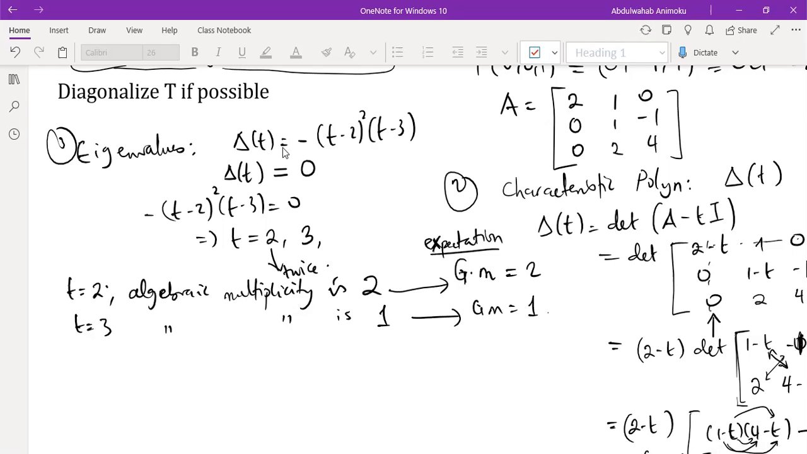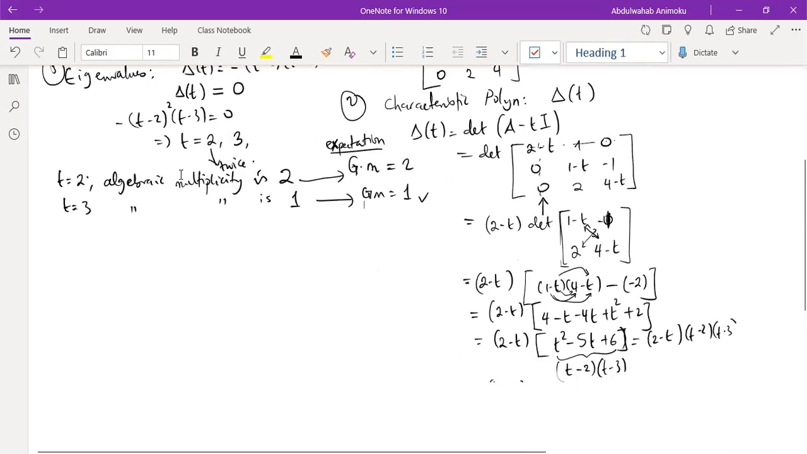I think we won't have a problem with this one, because once you have an algebraic multiplicity of 1, you are sure to have a geometric multiplicity of 1. But what you're not sure of is the first one, when t is 2, whether the geometric multiplicity will be 2 as well. So now let's go into that. That's our next step.